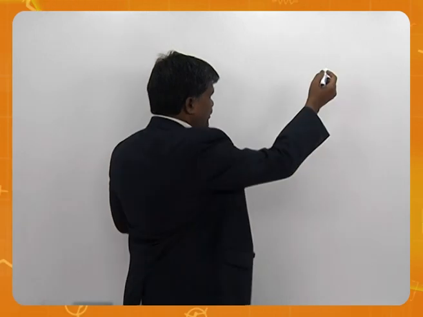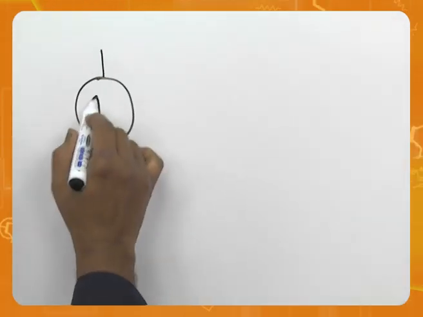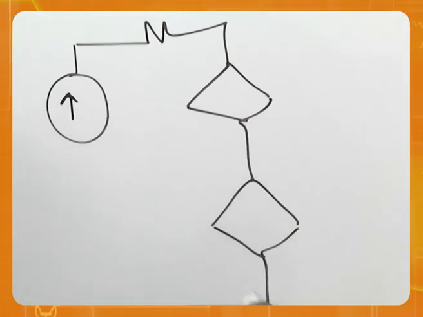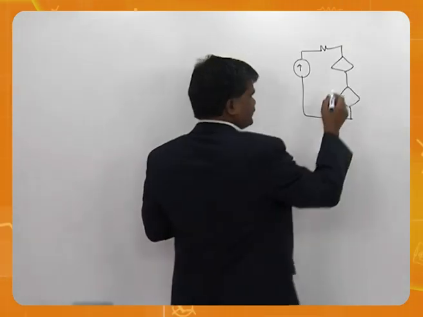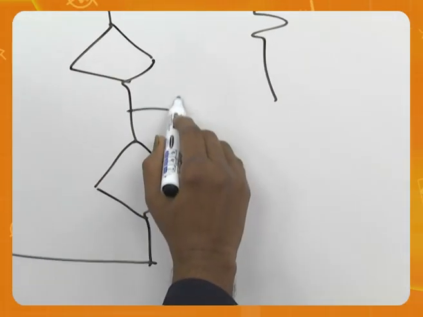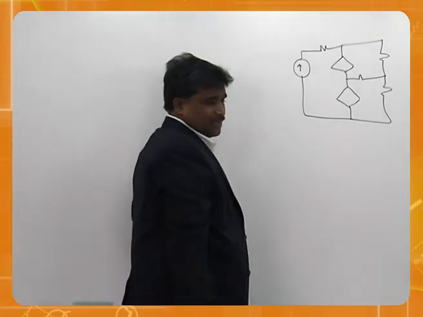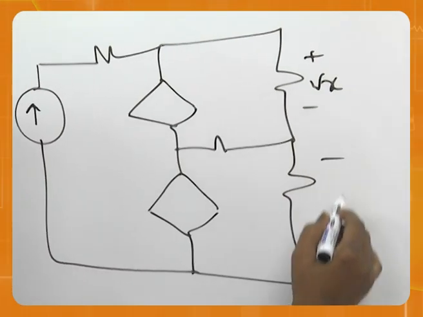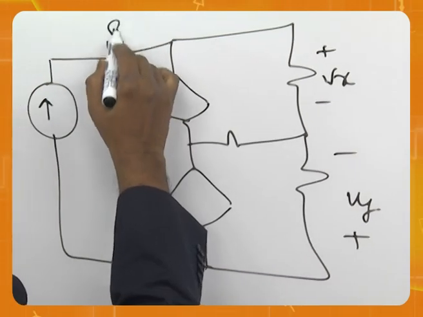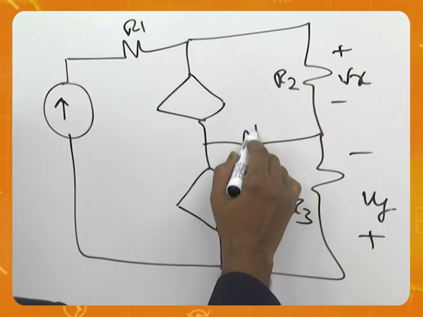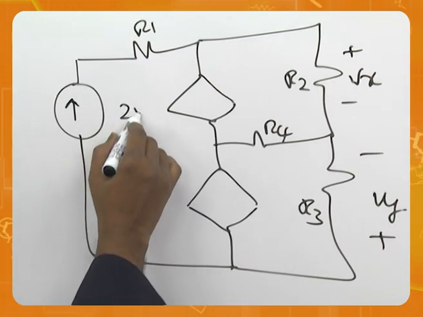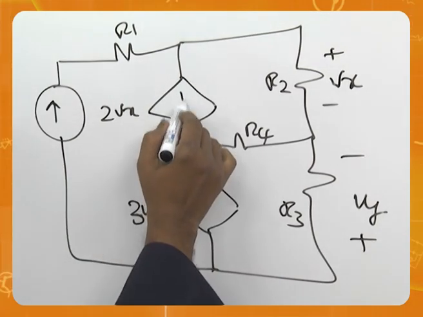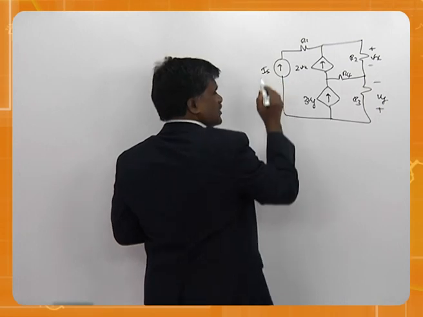Why? Please look at this problem. Input itself is a source. Itself is a source. Then this is already we have taken. As I told you, I am not changing the dependent sources for a reason that you need to concentrate on the other things. So R1, R2, R3, R4. This also 2Vx, 3Vy. This is also a current source, this is also a current source, this is also a current source.